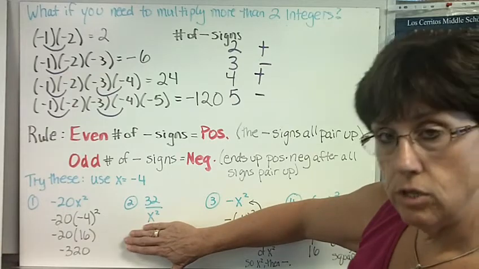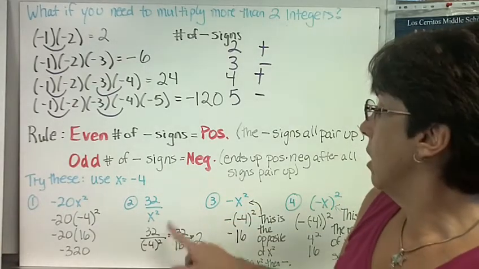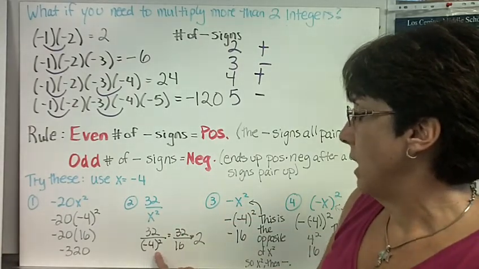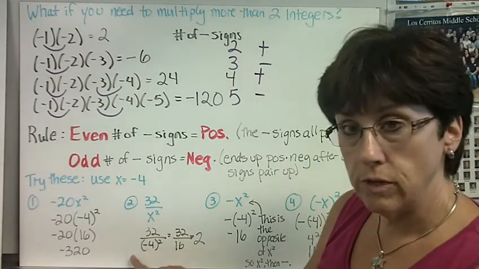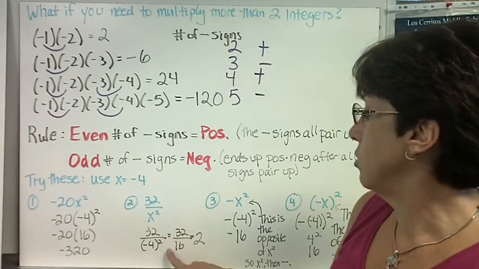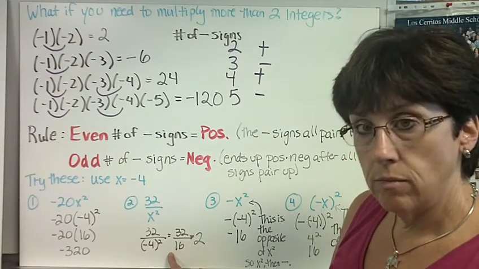How about 32 divided by x squared? 32 divided by negative 4 squared, order of operations says exponents before division. So we have 32 divided by 16, our answer is 2.